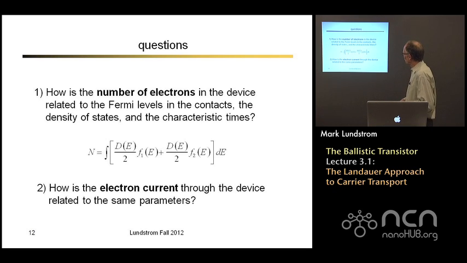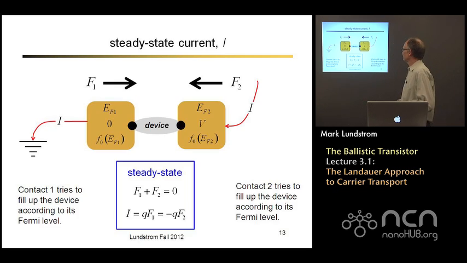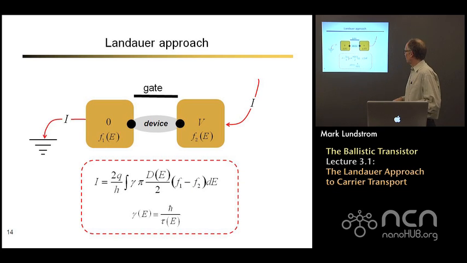Okay, so we had these two questions. We've answered the first question, and now we can answer the second question. Let's look at the current. So we go back to our expressions. We had simple expressions for the flows in from contacts 1 and contact 2. The first equation gave us the number of electrons in the device. Now we simply multiply Q times the flow from contact 1, or minus Q times the flow of contact 2, and we have our answer for the current. So if you do that, I'll leave out the details. It's relatively straightforward. This is the result that we get.